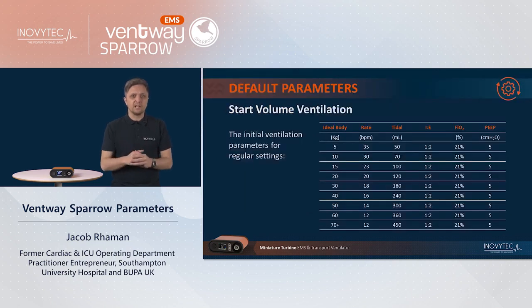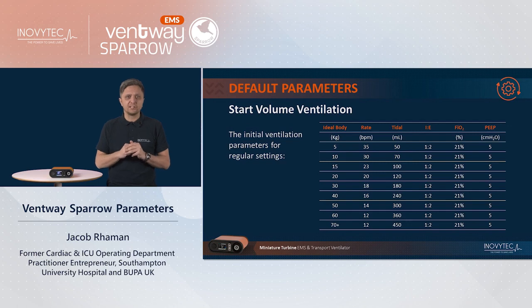These are indicated in the initial ventilation parameters for regular settings and will be used unless clinical indication requires otherwise. The table shown indicates the default parameters and are based on the patient's known or estimated weight in kilograms. The parameters are breaths per minute, tidal volume in milliliters, the IE inspiratory-expiratory ratio, FiO2, the concentration of oxygen delivered in the gas, and PEEP.